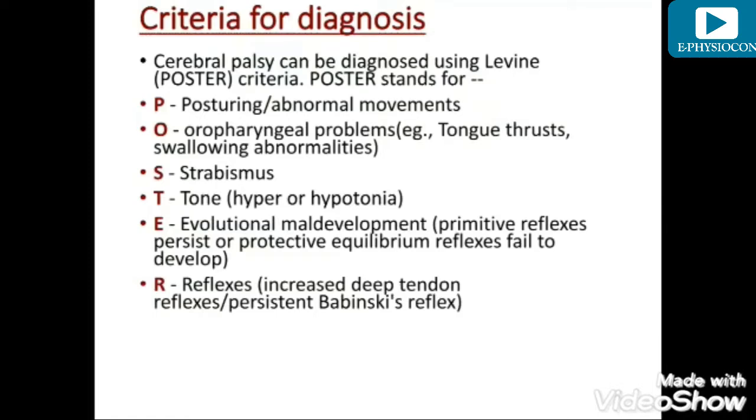The criteria of diagnosis for cerebral palsy. Cerebral palsy can be diagnosed using Levine criteria or POSTER. Poster is a mnemonic. It stands for P, posturing; O, oropharyngeal problems like tongue thrust or swallowing abnormalities; S for strabismus; T, tone; E, evolutional maldevelopment; and R is for reflexes.